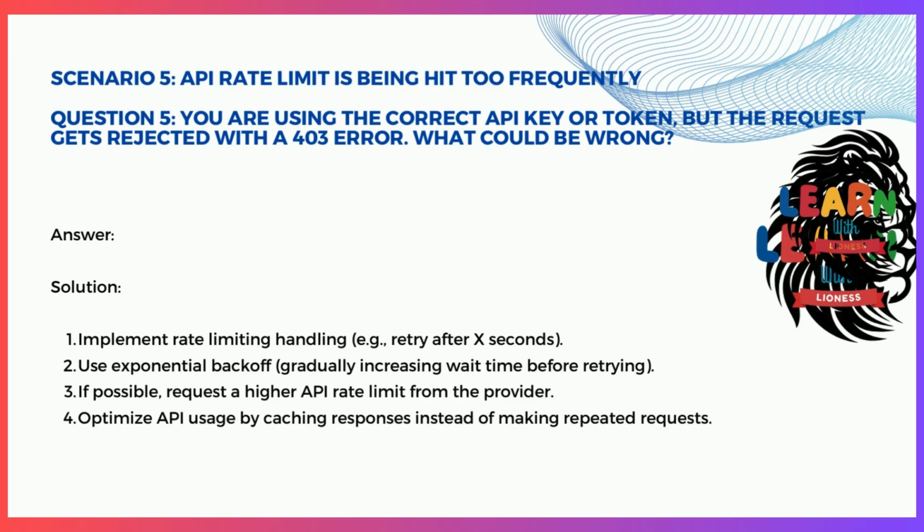2. Use exponential backoff, gradually increasing wait time before retrying. 3. If possible, request a higher API rate limit from the provider. 4. Optimize API usage by caching responses instead of making repeated requests.